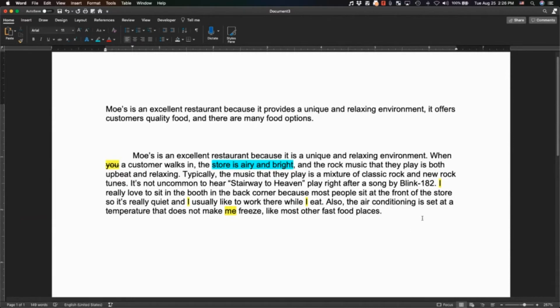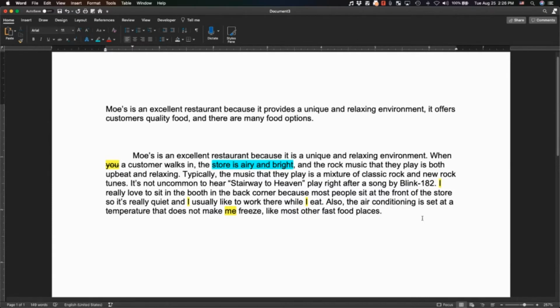Let's look at this next sentence. I really love to sit in the booth in the back corner because most people sit at the front of the store, so it's really quiet, and I usually like to work there while I eat. Okay, first of all, that sentence is like going down a river with rapids.